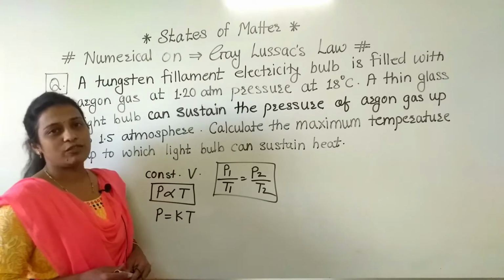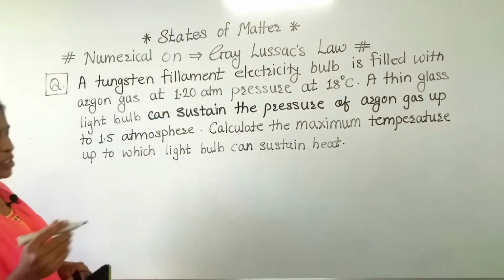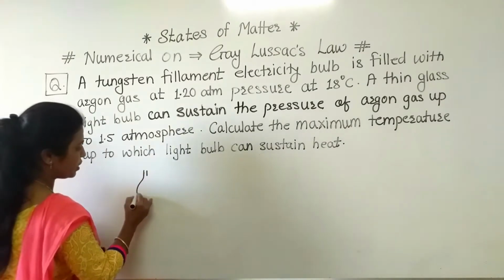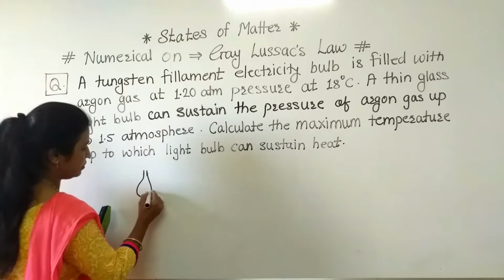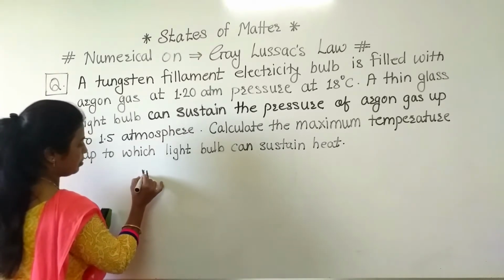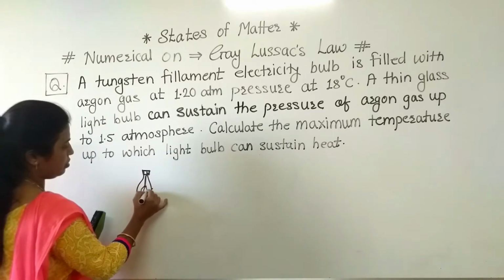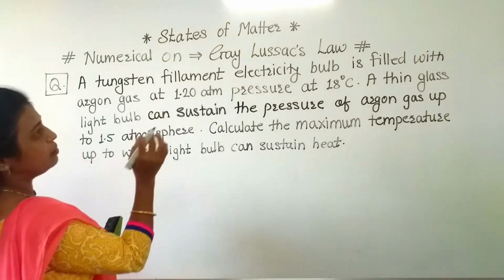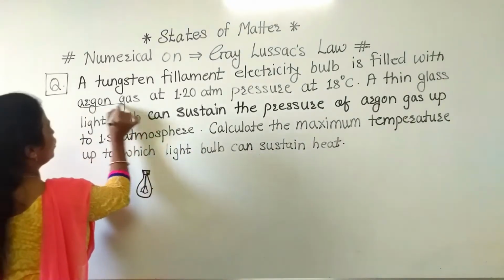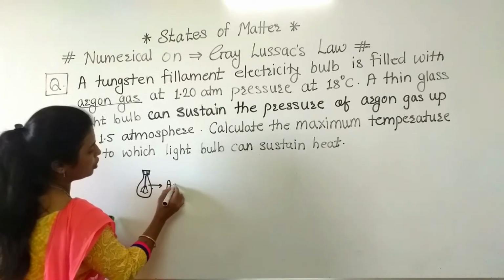So let's start with the first numerical. A tungsten filament electric bulb means we are having one bulb. Okay, so this is the bulb, just imagine that this is the bulb. The bulb is filled with argon gas. What is filled in that bulb? That is argon gas.